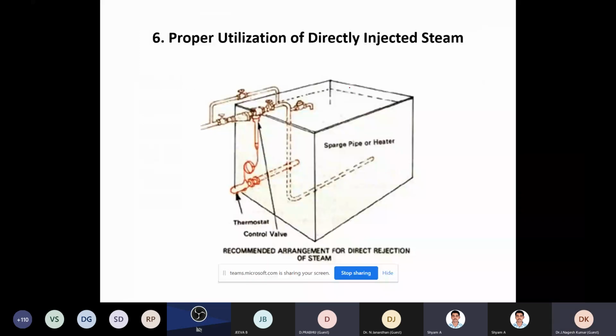And this is direct injection of steam, where you inject the steam through a sparge pipe, with openings in the pipe. The steam goes through this and heats up the liquid.